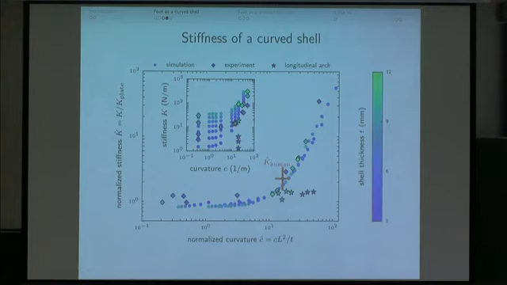Oh, one more detail. These stars are all the points which only had a longitudinal arch. All the shells that had a longitudinal arch show no increase in stiffness. The ones that had a transverse arch, when the transverse arch is normalized this way and plotted on this graph, that's when you get this collapse.